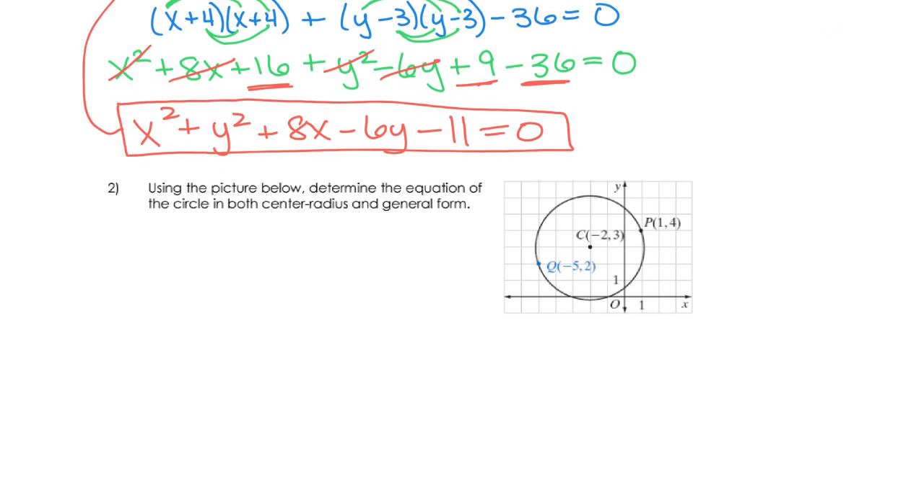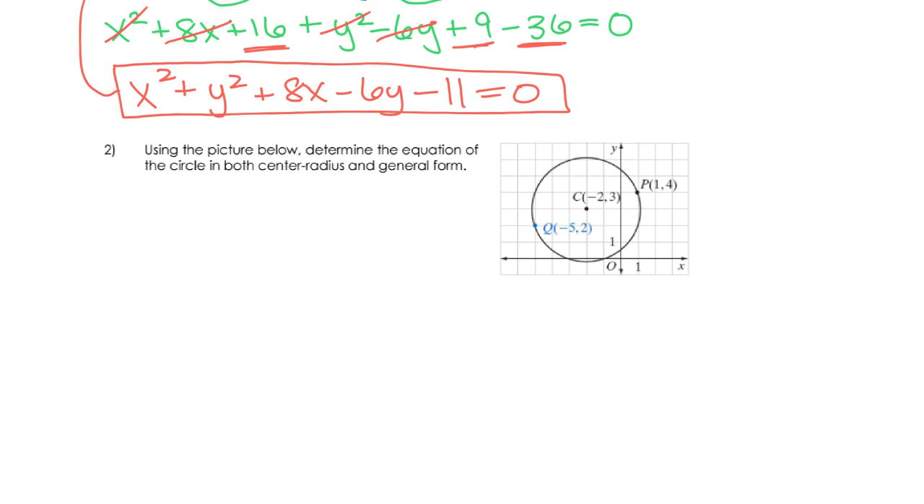Okay. And in number 2, it says using the picture below, determine the equation of the circle in both center radius and general form. So the cool thing you have to remember is that you can't get general form unless you have center radius form. Okay, so you have to write center radius form first, and then we can go ahead and do the expanding, the equal 0, and the ordering of the terms. Okay, so here we go.